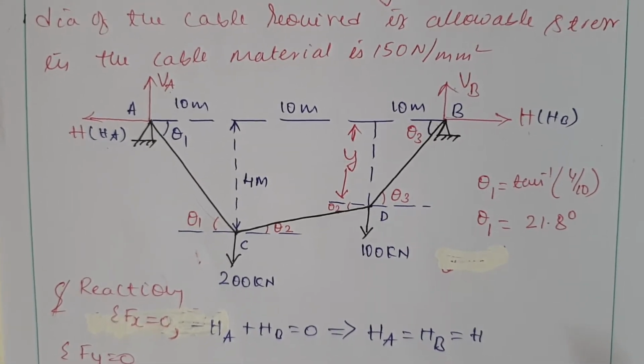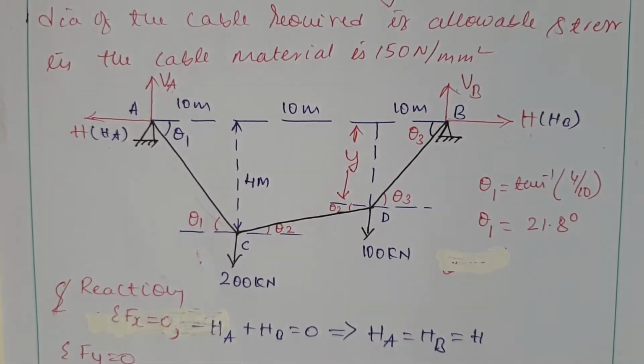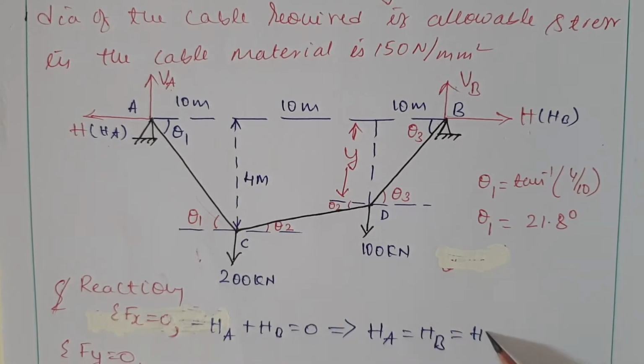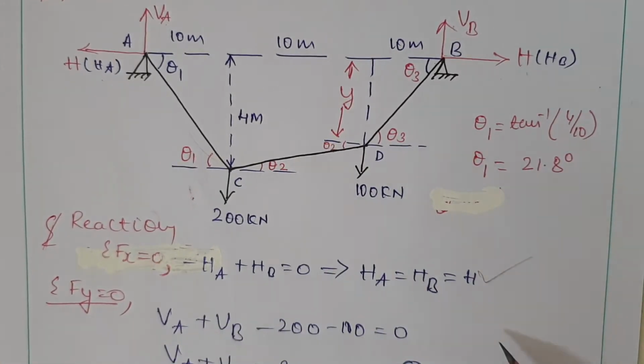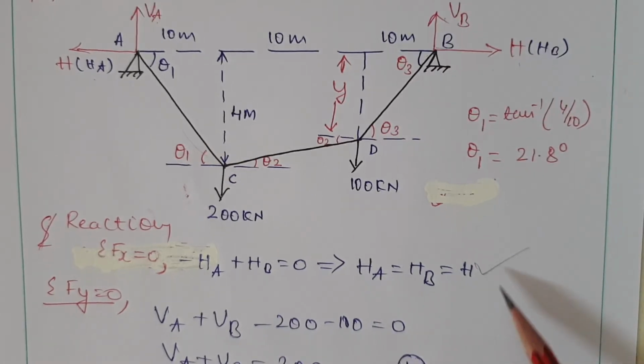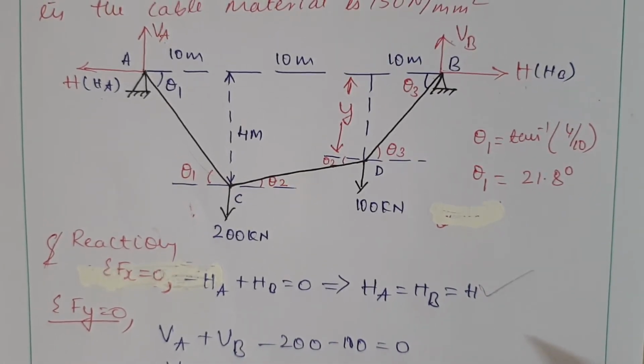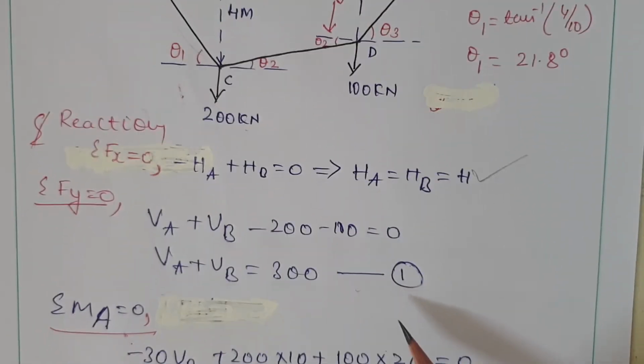It's very important that here we are following the method of joints to find the tension in the cable, the same as we followed in trusses. Even Lami's theorem holds good here. To find the reactions, the procedure remains the same. First, the sum of Fx equal to 0 gives HA equal to HB equal to H. Then the sum of Fy equal to 0 gives VA plus VB equal to 300.